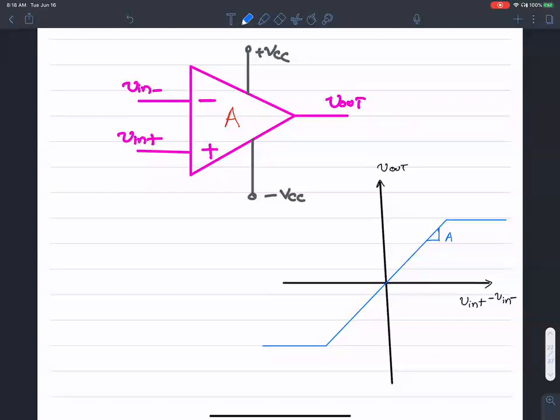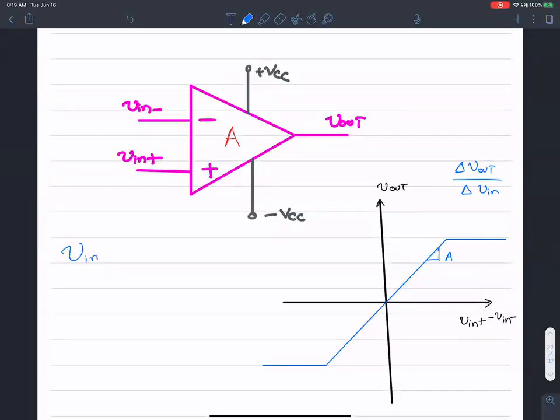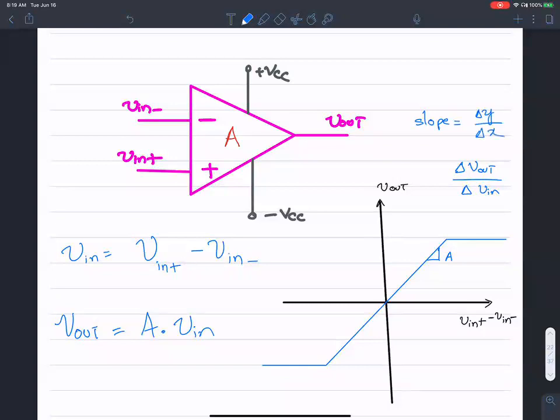What's the slope? The slope is change in V out for change in V input. I'm going to define V input as the difference between V in positive and V in negative. I know for a fact V output is an amplified version of the V input. That's all I'm saying here. The slope is change in Y over change in X, so that slope is the gain.